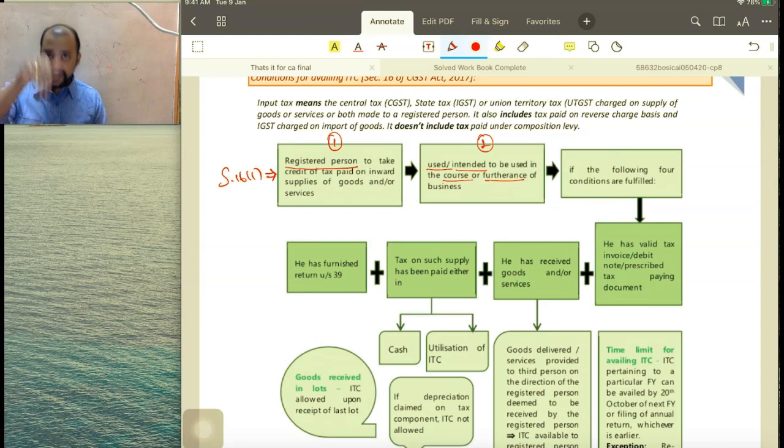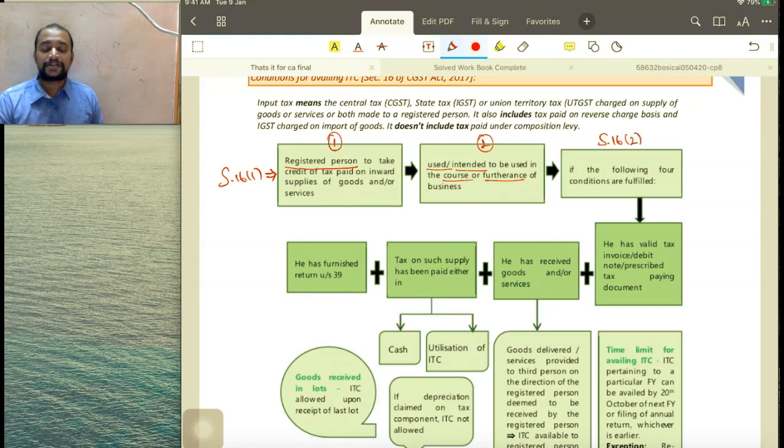In the course of business, or in furtherance of business for an activity which you are going to do in the future, with no connection to the existing business, you can also take ITC. But it should be connected to your business. Then the following 4 additional conditions should be satisfied. This is what section 16 subsection 2 says.